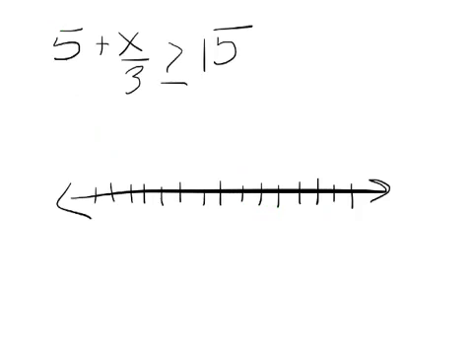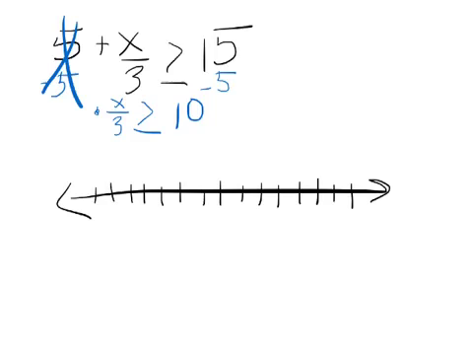Last example. We're subtracting 5 from this and from this side. Remember, it always wants to be right underneath whatever you're subtracting, multiplying, adding, or dividing, and then do it to the other side. So we're left with x divided by 3 is greater than or equal to 10. To get rid of that divided by 3, we multiply by 3. Do not put an x as your multiplication symbol. You're going to confuse it with a variable.